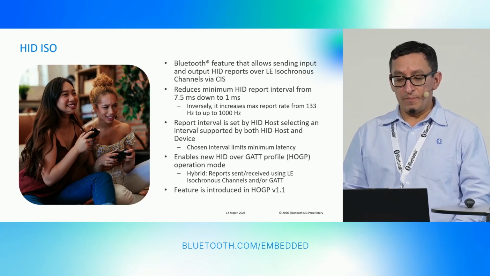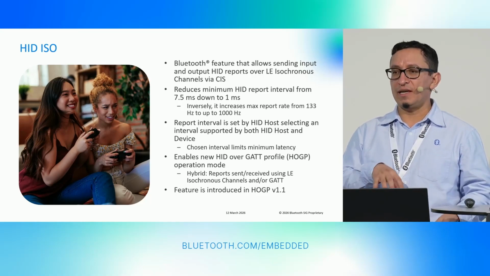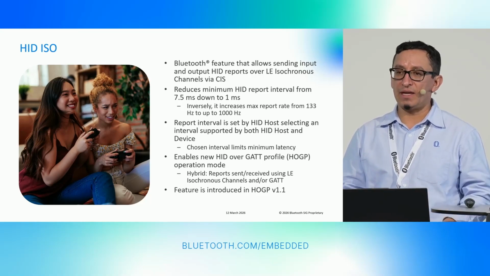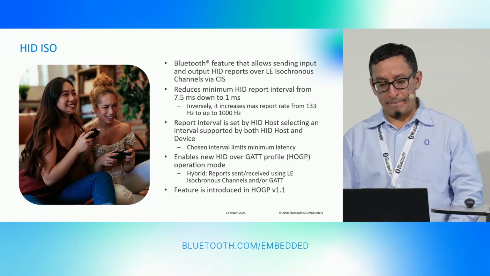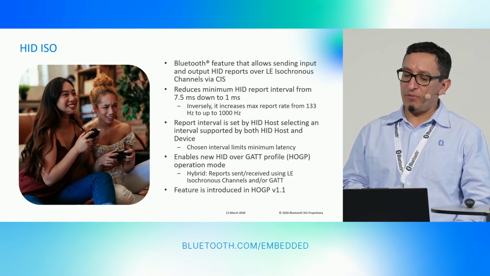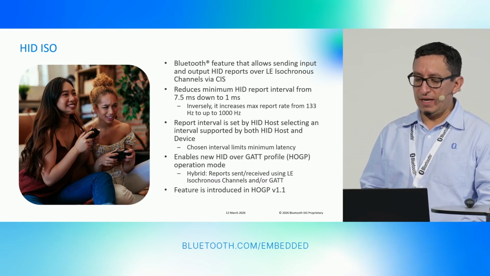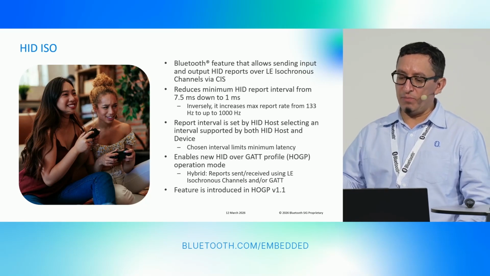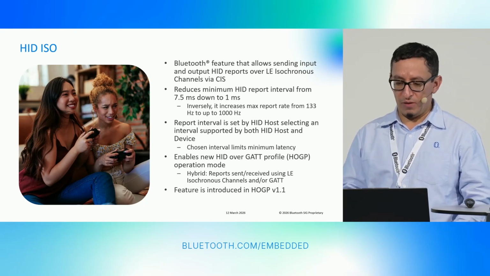With HID ISO, the report interval is set by the HID host, which selects the lowest or best interval that can be supported by both the HID host and the HID device. The HID ISO feature itself is enabled through an operation mode defined in the HID over GATT profile called hybrid mode that allows exchanging the HID reports using isochronous channels and also the GATT protocol.